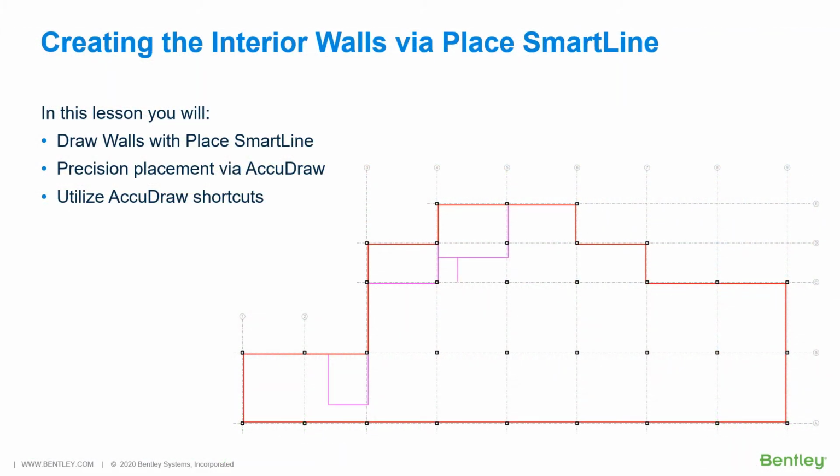In this section, you will start to lay out the interior walls of the building. Similar to how the exterior walls were created, a single line representation will be created via the Place SmartLine tool. Along with that, in support of creating the geometry, AccuDraw will be utilized for precision placement. So let's jump into MicroStation, where we're going to be creating the interior walls via the Place SmartLine tool.